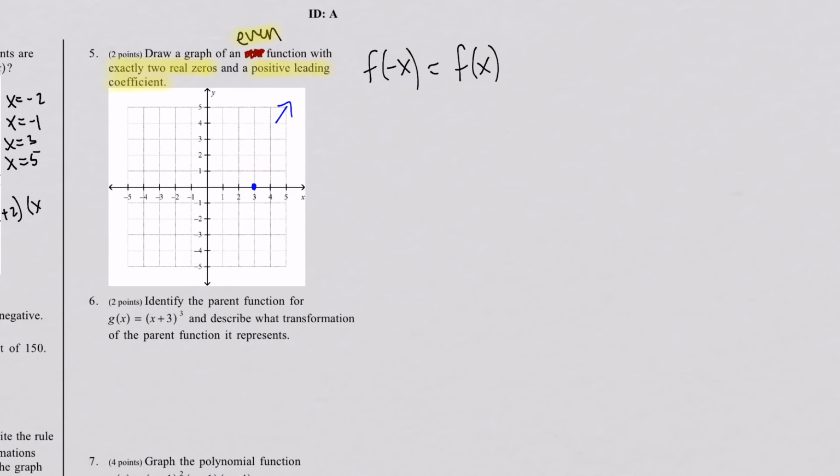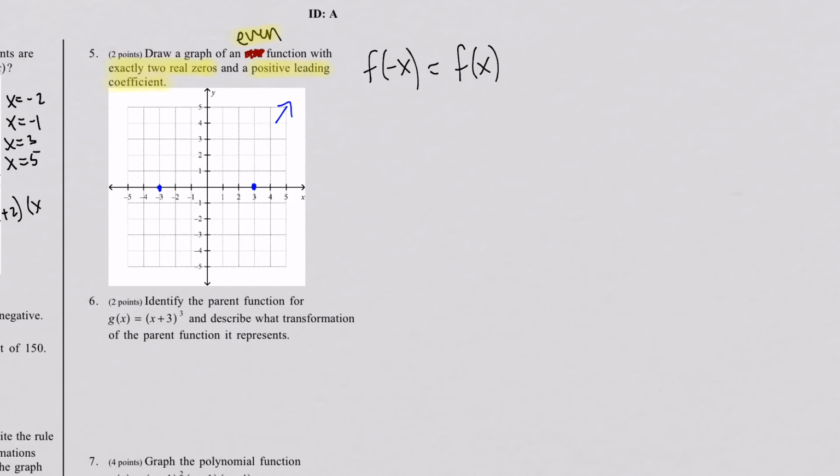That means that I also have to cross at negative 3. Why? Because it's even, and because it has 2 zeros. So if I cross here, I have to cross again over there. It's even, that means it's going to be symmetrical, and it crosses twice. Positive leading coefficient means that it's going up on this side. Since it's even, that also means that whatever is happening on the right side, it's happening on the left side. So it must also be going up on that side over there.